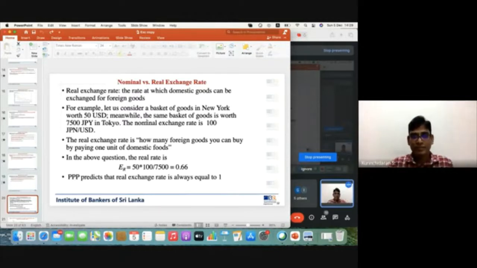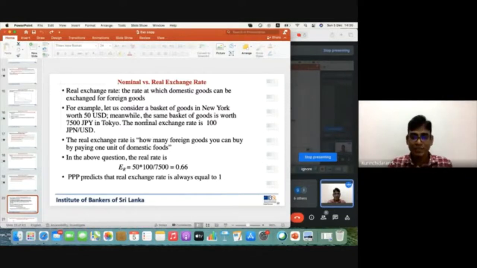In New York, you consider a basket of goods that is worth $50, right? The same basket of goods is worth 7,500 yen in Japan, right? So the nominal exchange rate is 100. That means $1 is equal to 100 yen. That's the nominal, right? That's a market rate. That means if you want to buy $1 in Japan, you have to pay 100 yen.